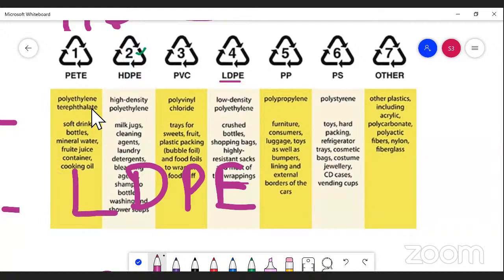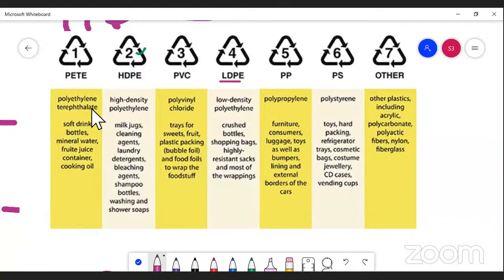Okay, and the number 5 is placed for polypropylene, which is used for furniture, containers, luggage bags, toys, bumpers and the lining and external borders of cars. And if it is 6, then it is polystyrene. Most toys contain 6, and cosmetic bags and jewelry bags are also polystyrene.